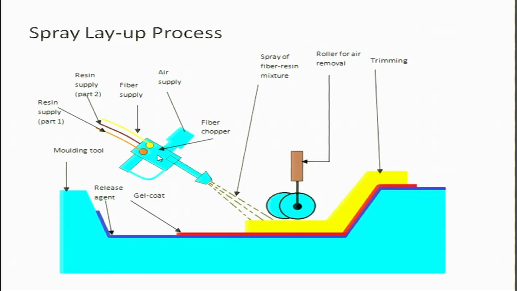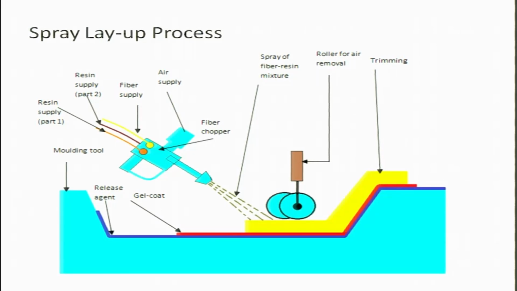But remember, in spray layup process we use randomly oriented fiber. So, inside this blue tool there is a chopper which cuts the fiber into small pieces. It cuts it and then ejects it through this nozzle, and as it passes through the nozzle it also gets mixed with resin, and the resin has two parts, a hardener and a part 1, which is the most of the material. So, when they mix, curing starts.